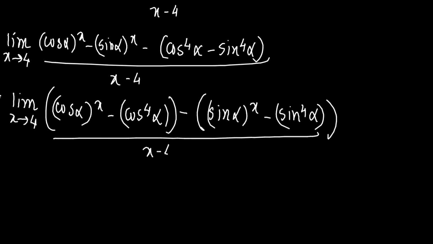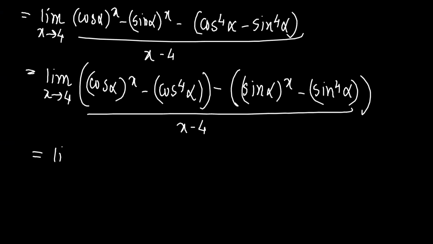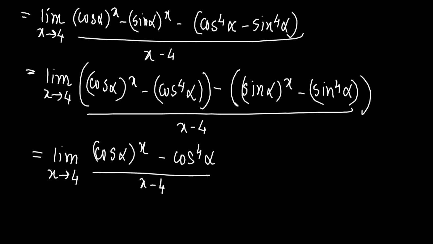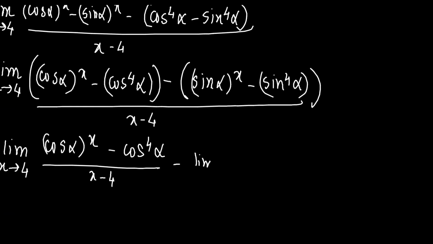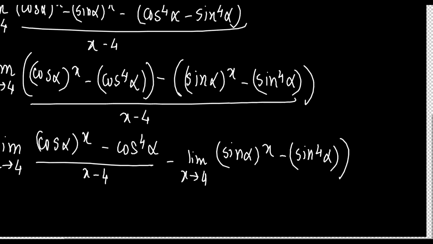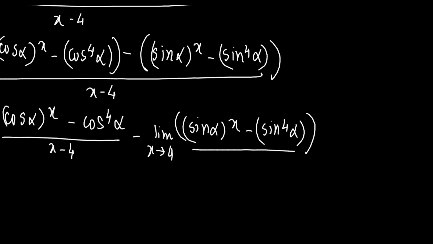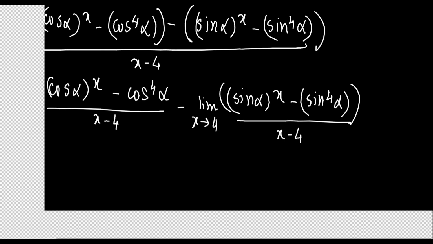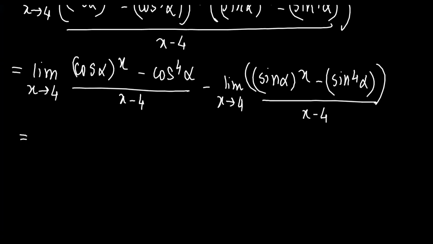By x minus 4. Now we separate this: limit x tends to 4, we write it this way, (cos alpha to the power x minus cos 4 alpha) by x minus 4, minus limit x tends to 4, (sin alpha to the power x minus sin 4 alpha) by x minus 4.